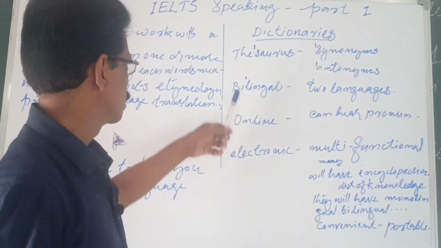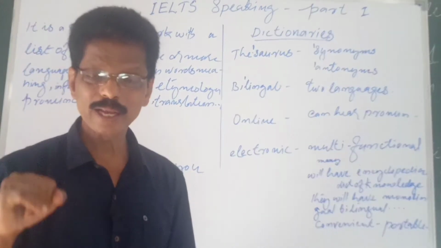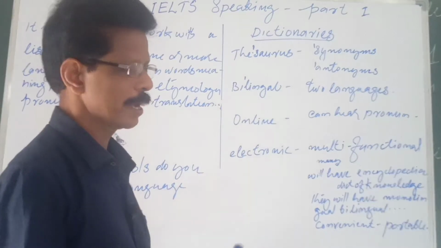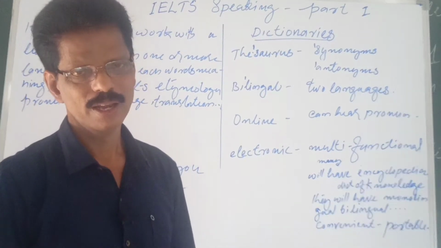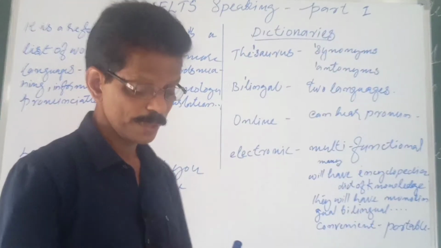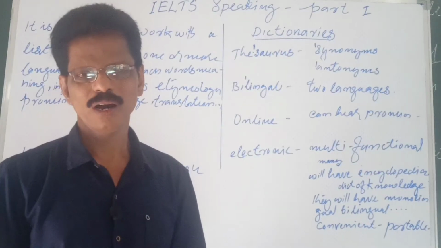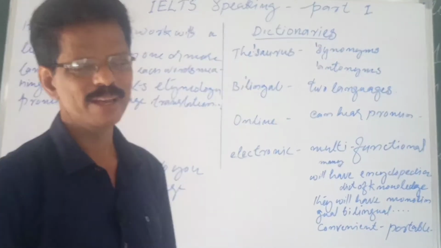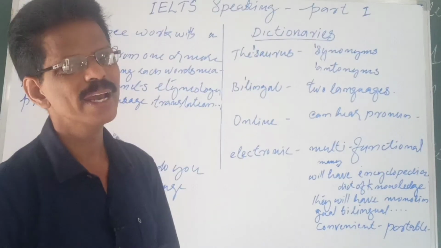Next type, bilingual. Bilingual, but the second syllable is stressed. Bilingual dictionaries would give meanings in two languages. One may be your local language like Malayalam, Hindi, or anything of that kind. Another one, of course, will be English.